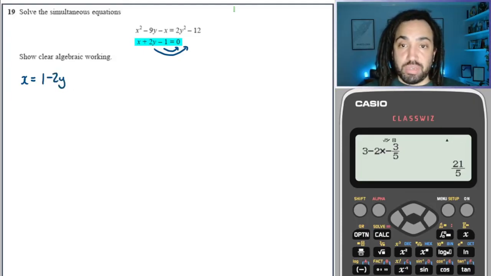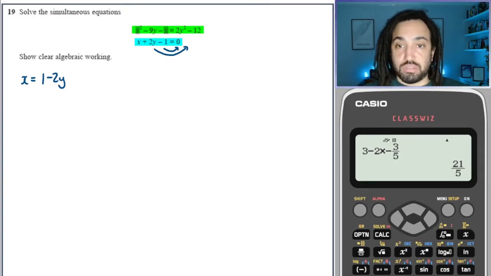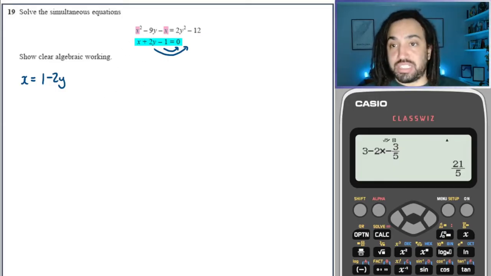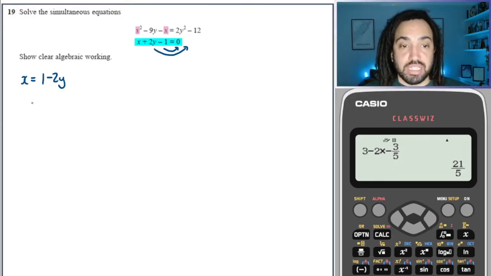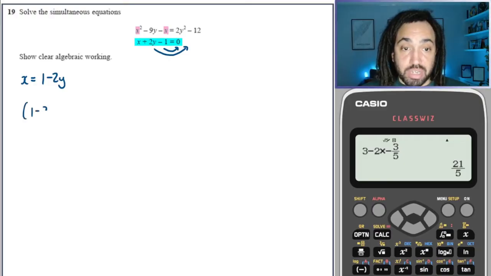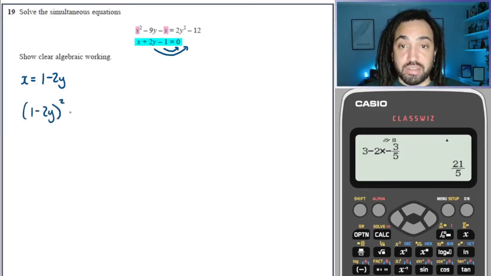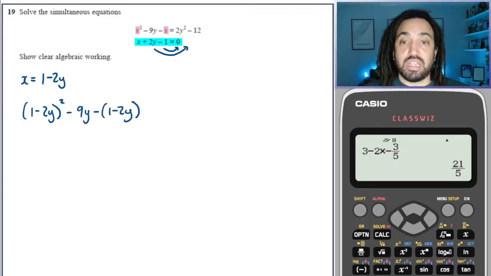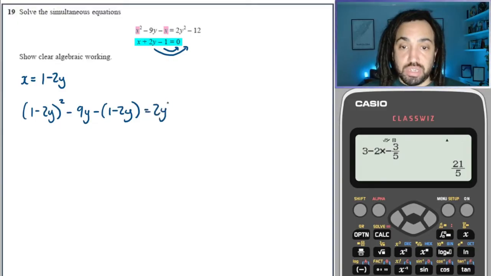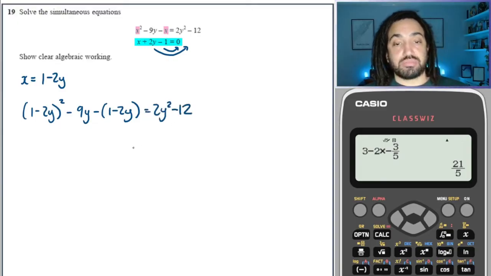Okay, now we can write this one out. But every time we come up against an x, we need to sub in. Every time we come up against an x, we need to just replace it with this 1 minus 2y. So straight away, we've got an x squared, so that's 1 minus 2y squared. We then minus 9y. We then minus x, which is 1 minus 2y. And then that equals 2y squared minus 12.